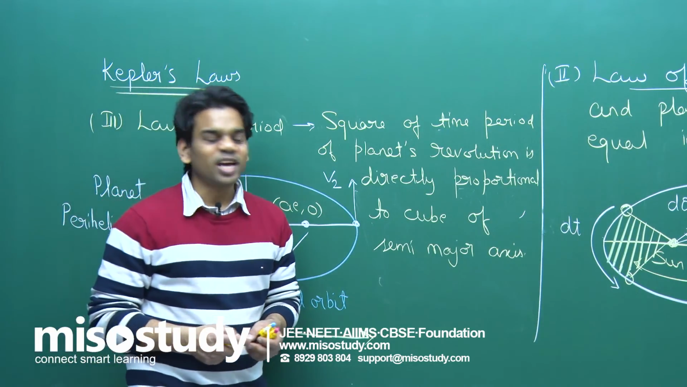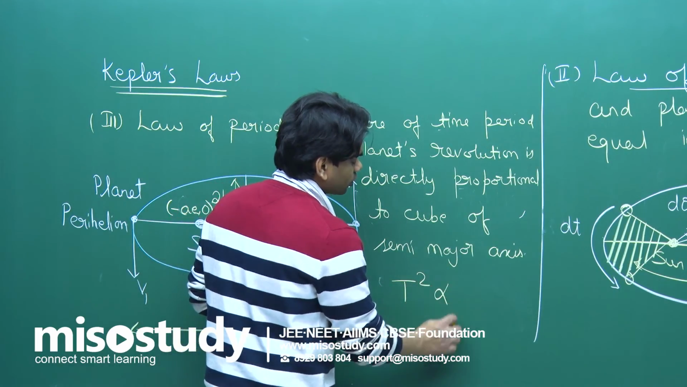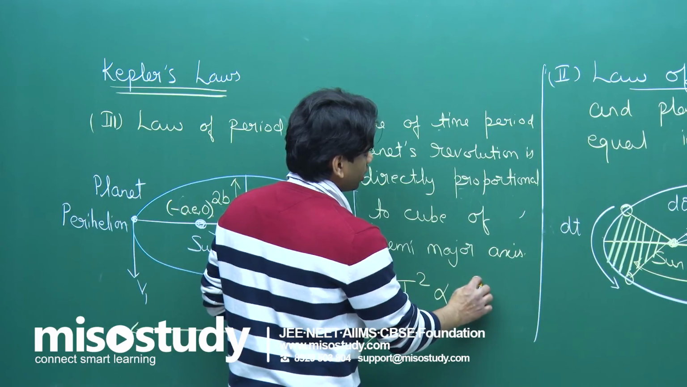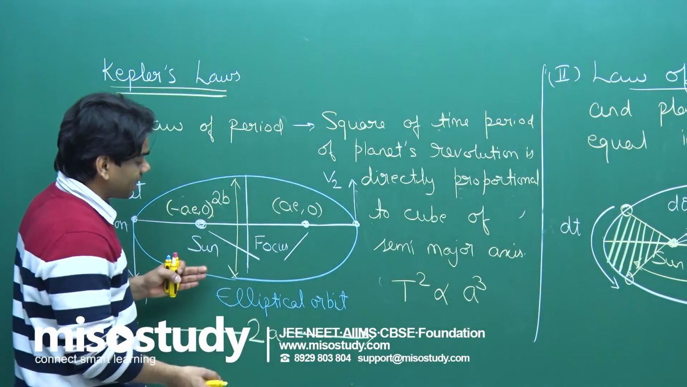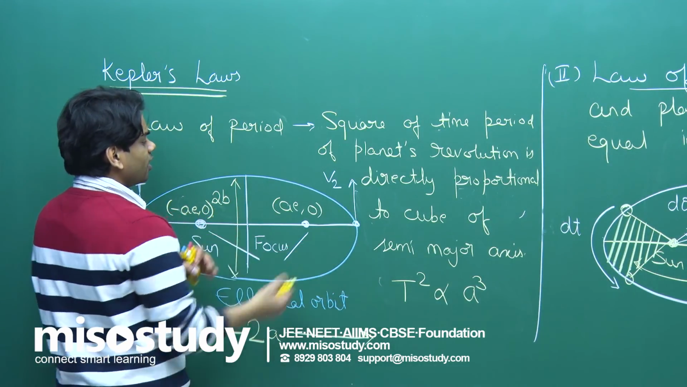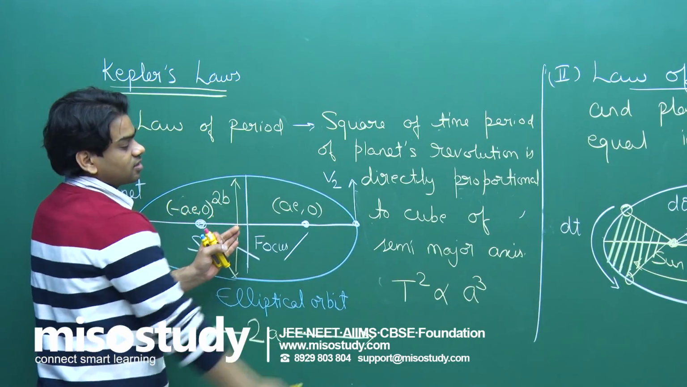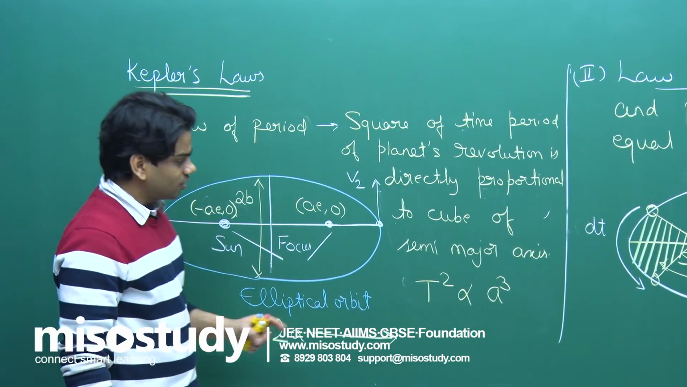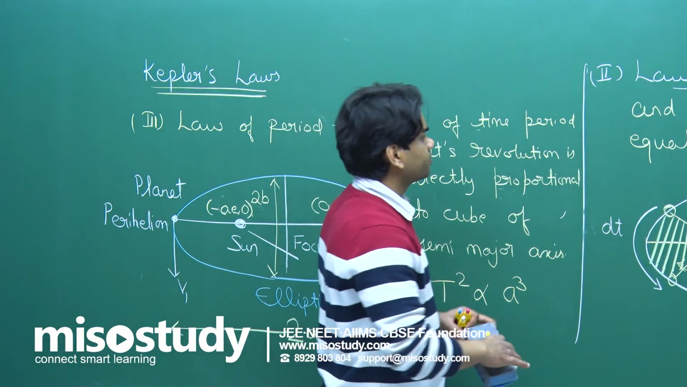It says the square of time period. Now see, square of time period is what? T square is proportional to A cube. This is what the law states, because we have taken the total length of the axis as 2A, so the semi-major axis will be A, and this is the semi-minor axis, that is B. T square is proportional to A cube. Now how to get it?